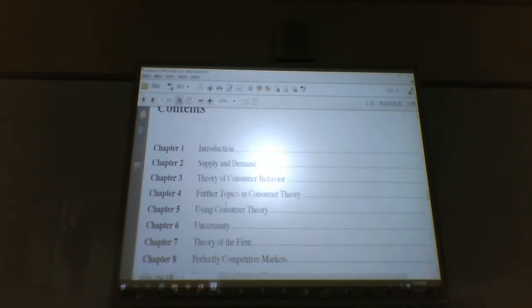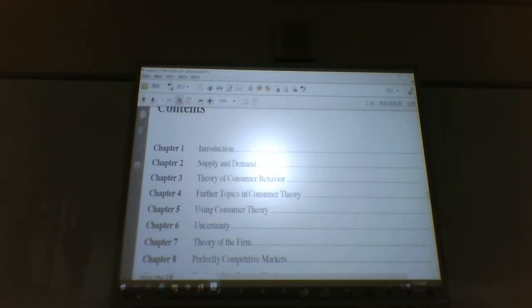Okay, chapter 4, further topics in consumer theory. Okay, from here we gonna talk about several other areas that we can apply the consumer behavior theories on. For example, the first one is intertemporal choices. Inter means between, temporal means time. So you can have consumption across time. And here, the critical concept is time preference rate.